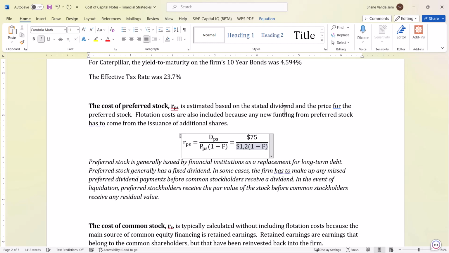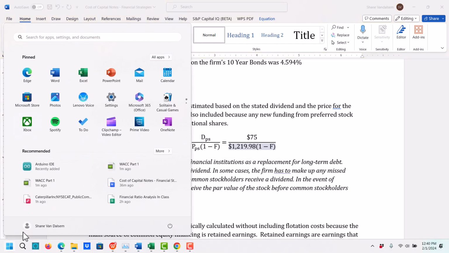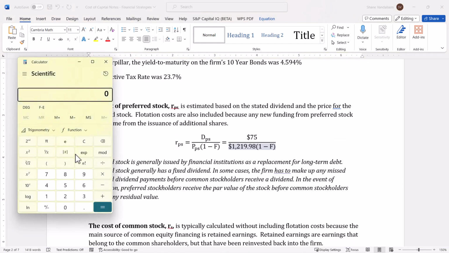So right now, I'm going to ignore this flotation cost item for just a minute to tell you what the required rate of return is for the company here. So 75 divided by 1219.98. Currently, investors, if you bought this stock today, you would expect to receive a return of 6.14% on the stock, because that dividend again is set and you're going to receive it every year.